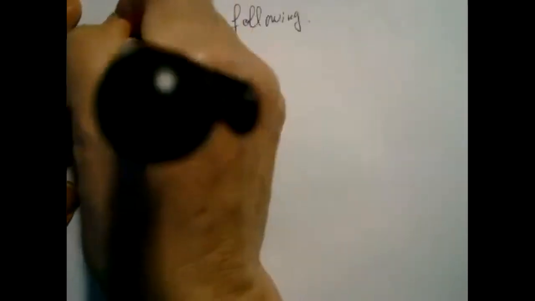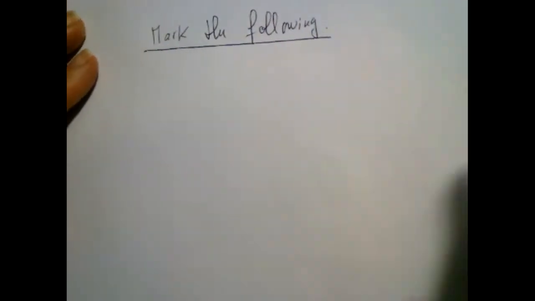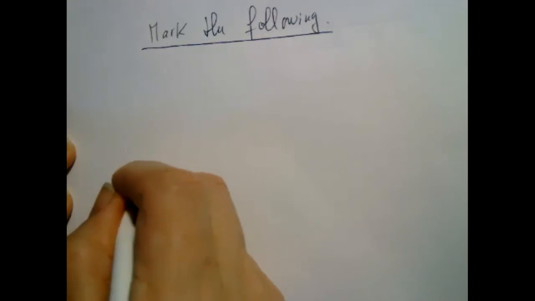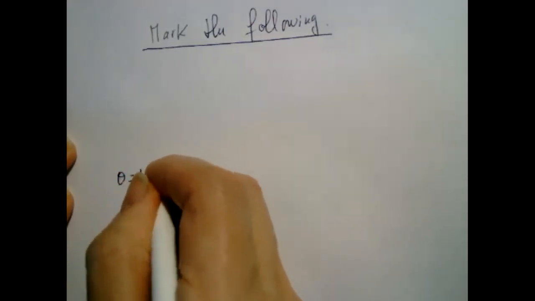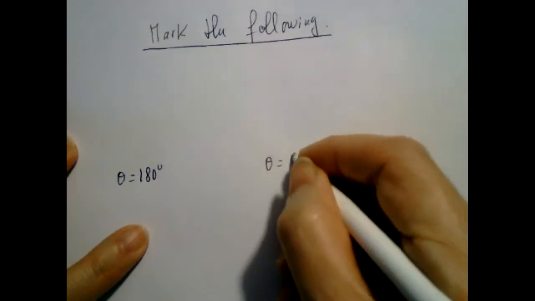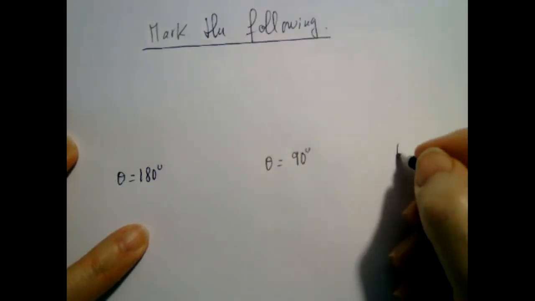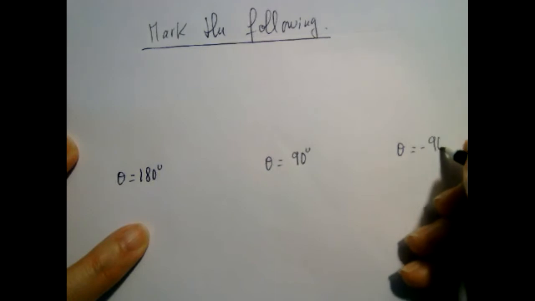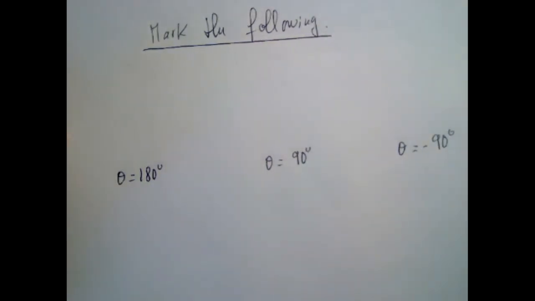So with this in mind, I want you to draw the following. We're going to draw it together. Mark the following angles on the unit circle, just to have a lot of flexibility on the circle. All right. So first I want to mark 180. Then I want to mark 90. They are so crucial. And then I'm going to mark -90.